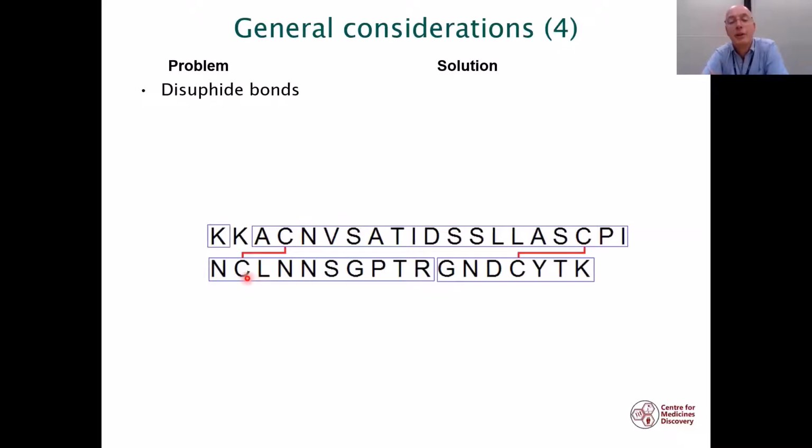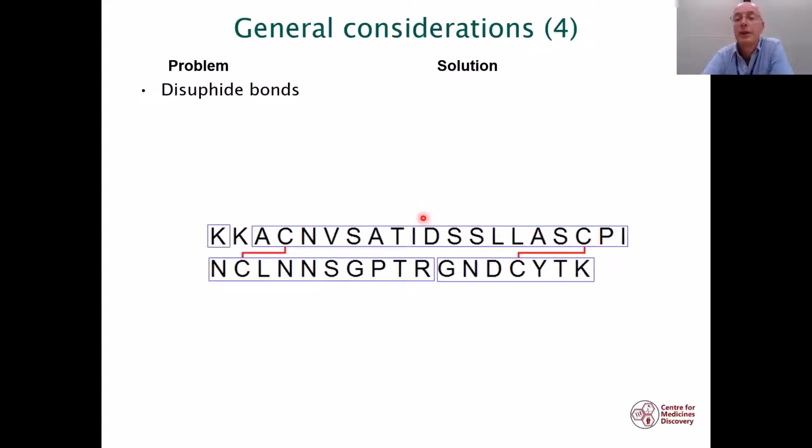The problem is we don't know that in advance. So we will not have a predicted mass, so we cannot match that in a database. Also, this peptide is now considerably bigger and it may not readily fragment.